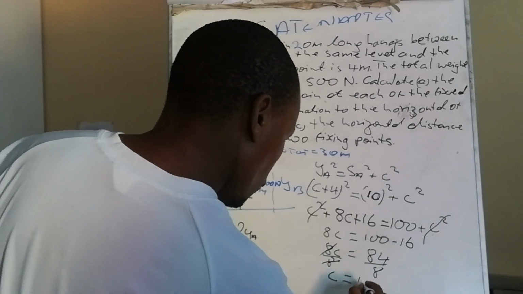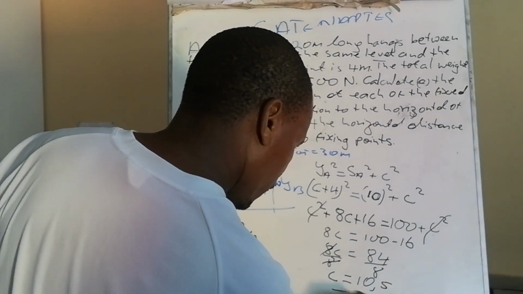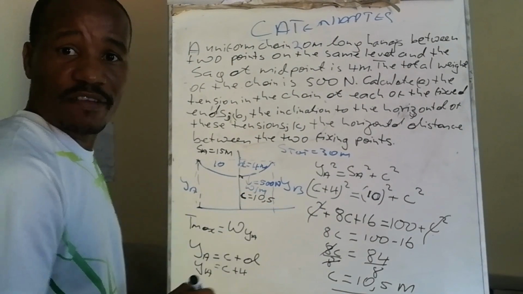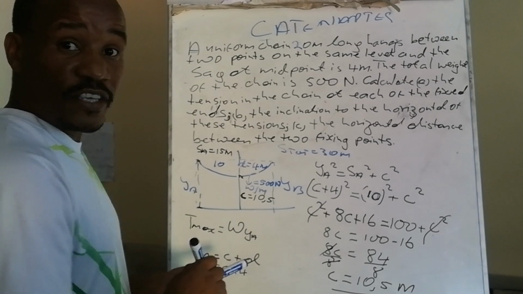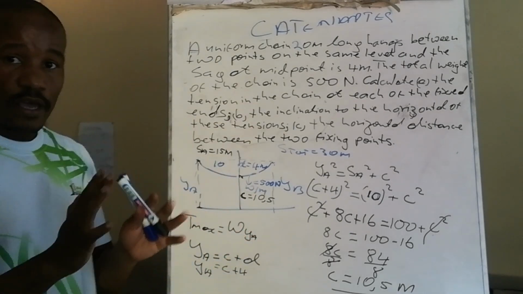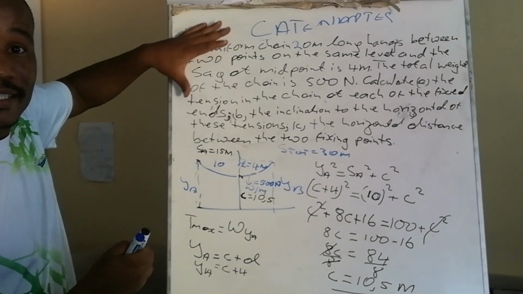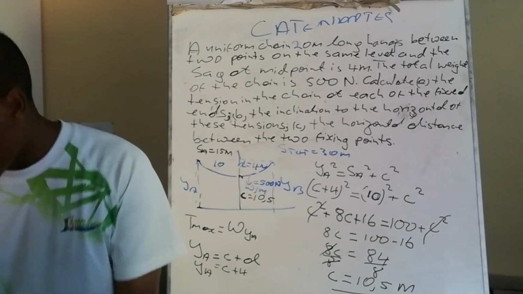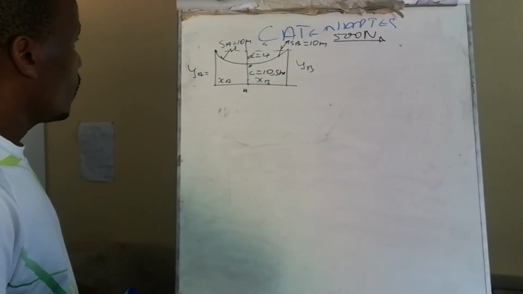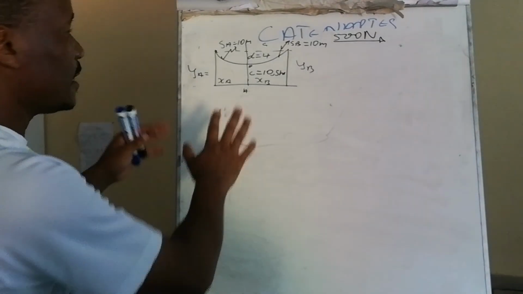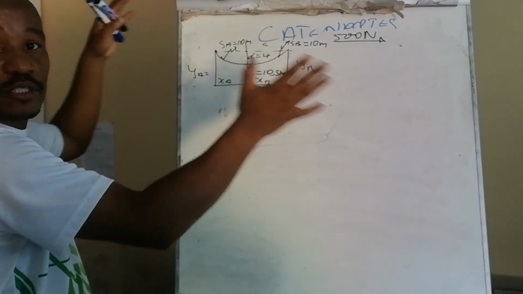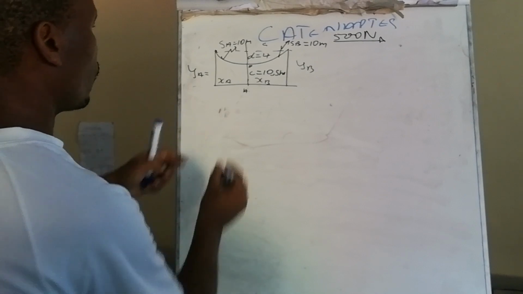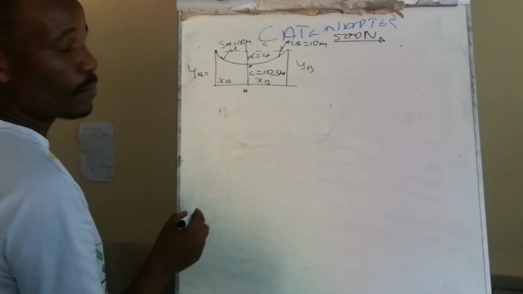C is equals to 10.5 meters, of course. This distance here is 10.5. Guys, I don't have a space, so I'm trying to make a space for you. So I'm gonna delete this problem because already you've got it in mind. Okay, guys, I've just deleted the question to make a space more bigger for you. But let's march on. So we found that C is equal to 10.5.